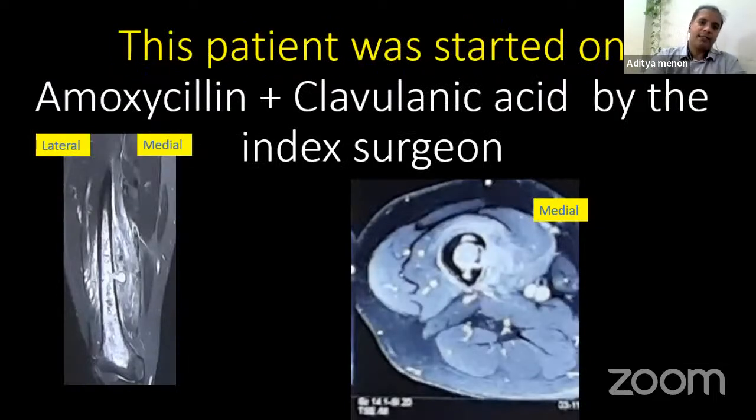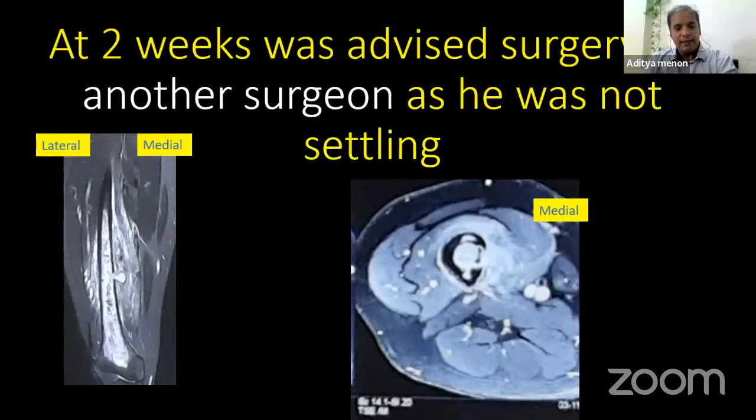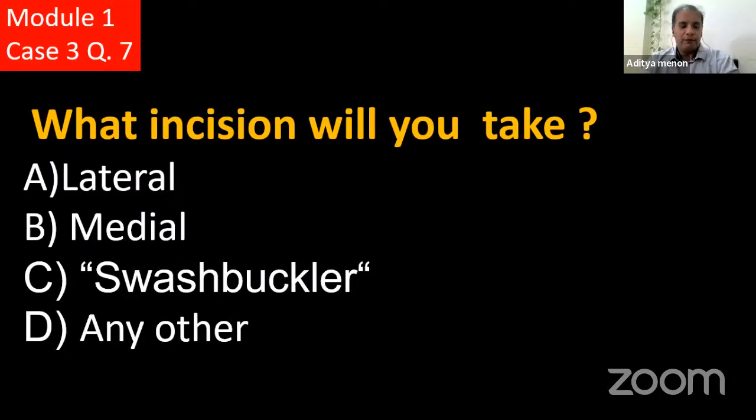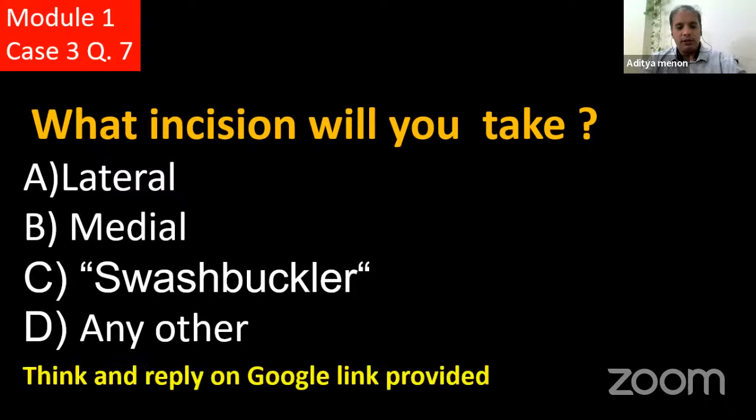Now, going back to the case, this patient was started on amoxicillin-clavulanic acid by the primary surgeon in an osteomyelitic case. At 2 weeks, because the pain persisted and the swelling persisted, the patient went to another surgeon and they advised surgery. If this patient came to you at this stage, what incision would you take? Lateral, medial, or swashbuckler?